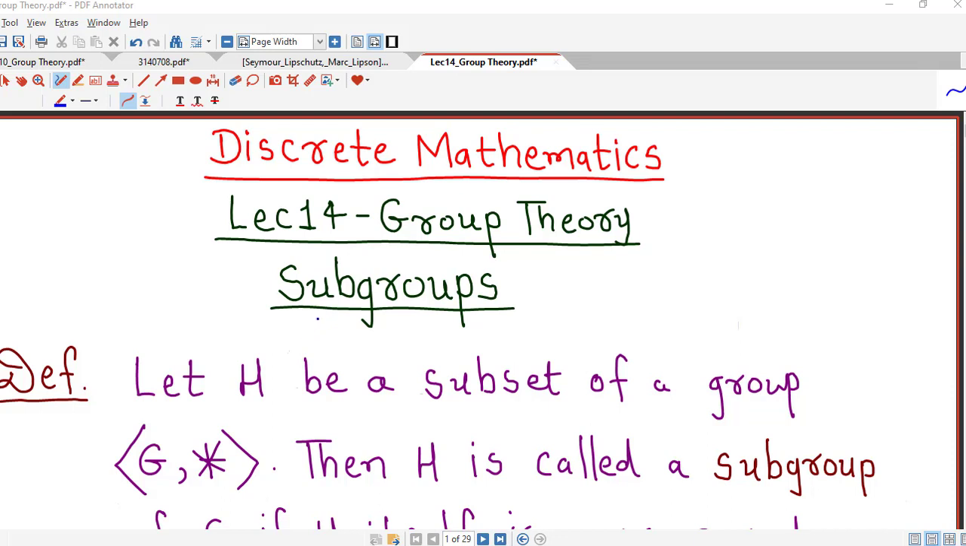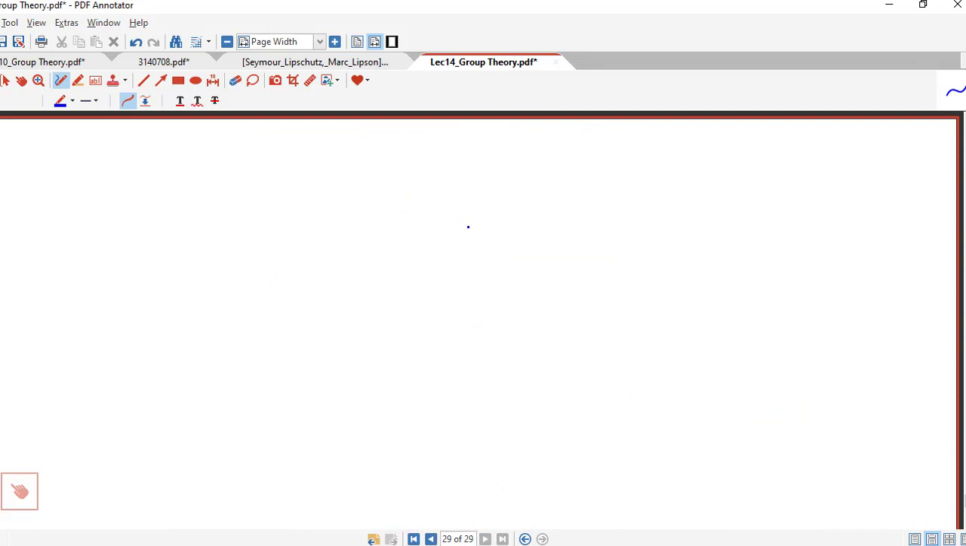In this lecture we are going to discuss one special term known as subgroup of a group. So first we will define what is meaning of subgroup, and then we will see how to show that a given subset of a group is a subgroup of a given group.